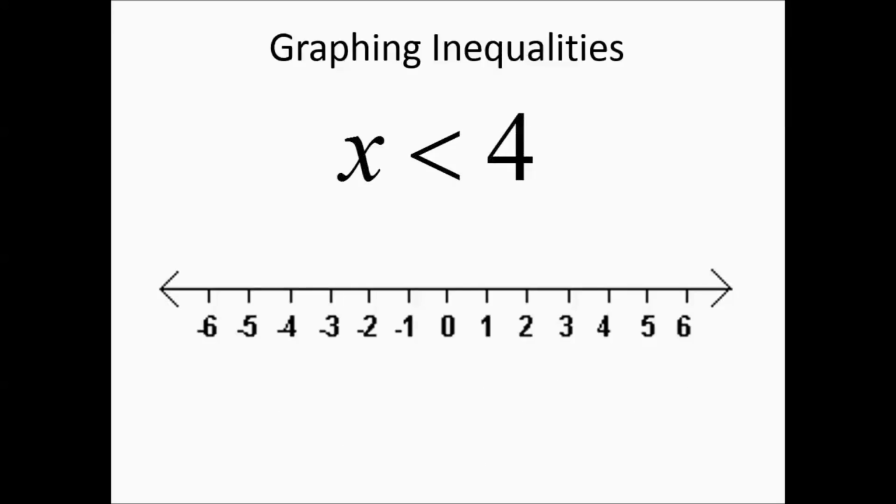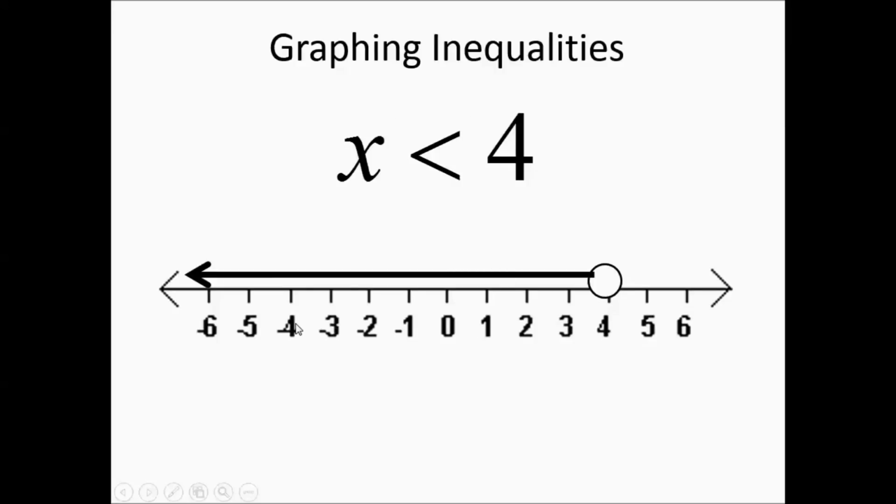For this one, x is less than 4. 4 is our target, our focal point, but it's going to be an open dot since 4 itself is not allowed, and we're looking for things smaller than 4, so it's going to go to the left. So anything under this arrow would make this statement true.